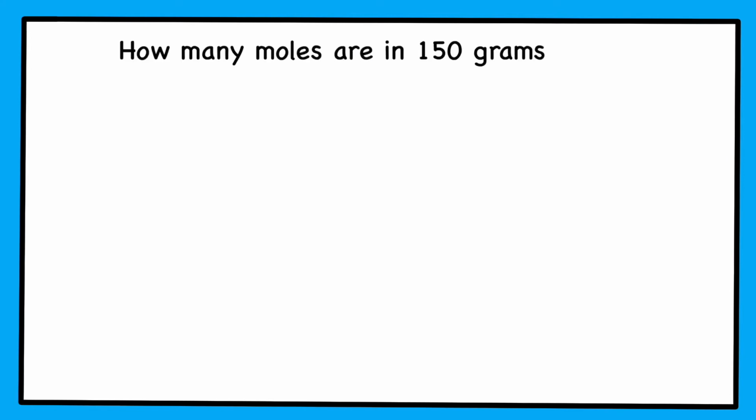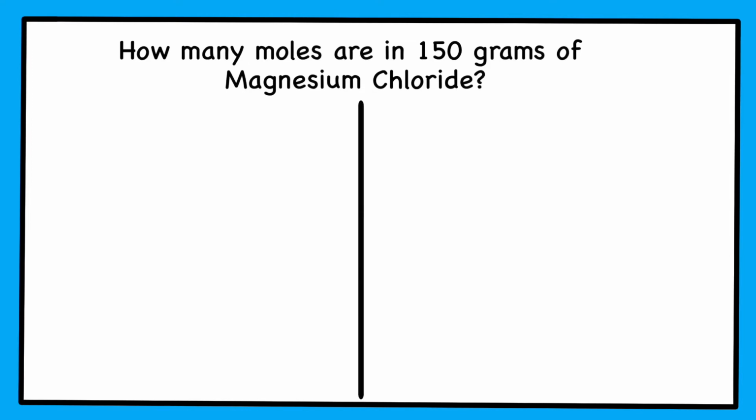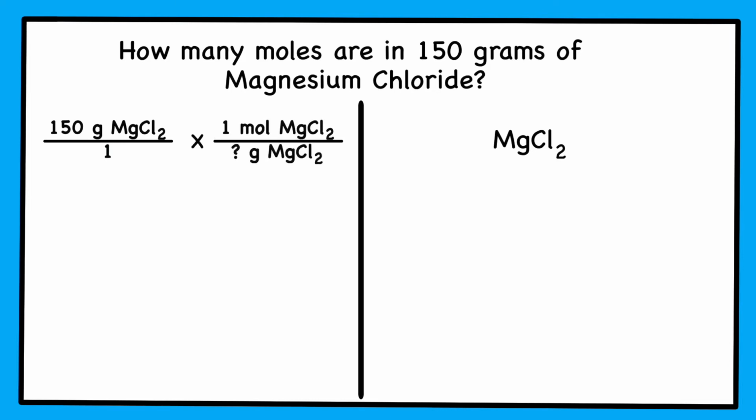Our first one is going to say, how many moles are in 150 grams of magnesium chloride? When working these problems, first we need to understand magnesium chloride's formula. Magnesium chloride's formula is MgCl2. Now we can set up our problem. We have 150 grams of MgCl2 over 1, and we multiply that by 1 mole of MgCl2 over X grams of MgCl2. This X grams is going to be the added up atomic mass of this compound. So before we can go any further, we need to find the atomic mass of this compound.